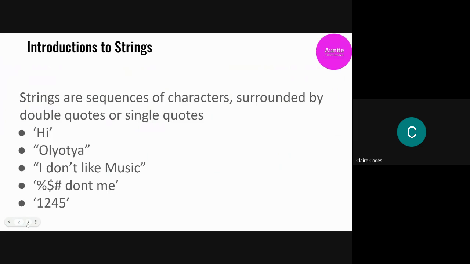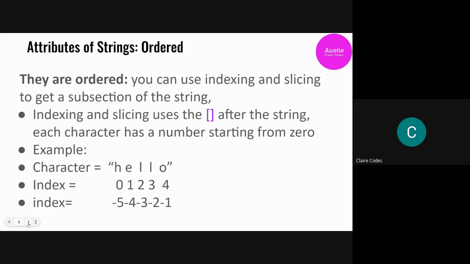Strings are a sequence of characters surrounded by double quotes or single quotes. We could have strings with letters, numbers, or any kind of characters. Like you can see here, we have "hi", "I don't like music", some gibberish, and then some numbers. As long as the number is in quotes, then it is a string.